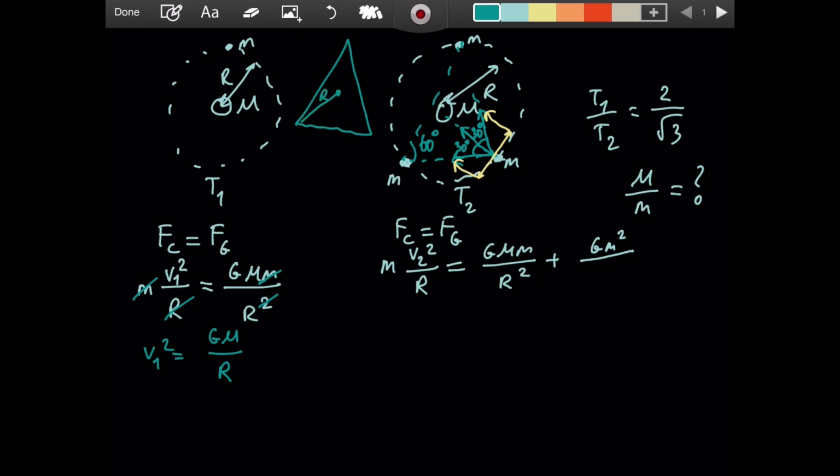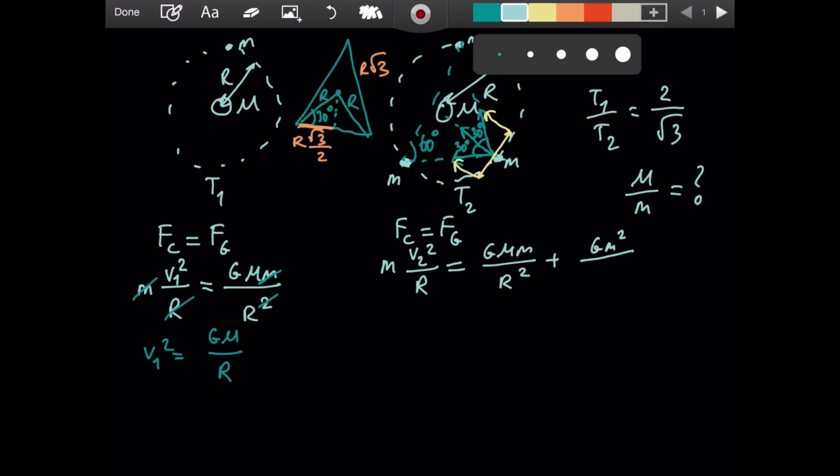And this is r, right? Well, this is 30 degrees due to symmetry. And so if I separate it like that, the half of one of the sides is r cosine of theta. What is r cosine of theta? It is r square root of 3 over 2. And the other half is the same. So we have r square root of 3 as the distance between the masses.